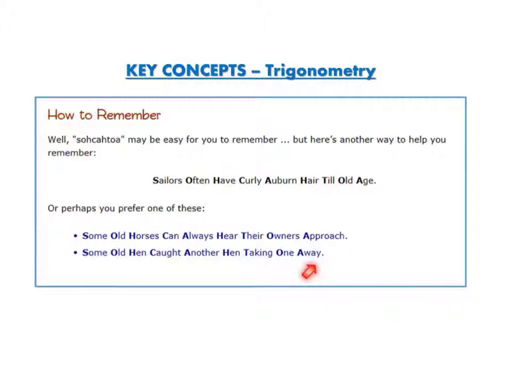Anything that can help you remember those will help you remember what your fraction, what your ratio looks like. Again, sine equals opposite over hypotenuse. Cosine equals adjacent over hypotenuse. Tangent equals opposite over adjacent. Remember those, you got it licked.